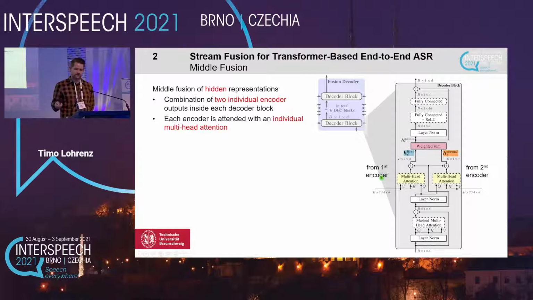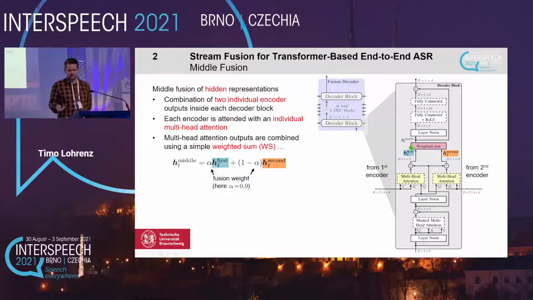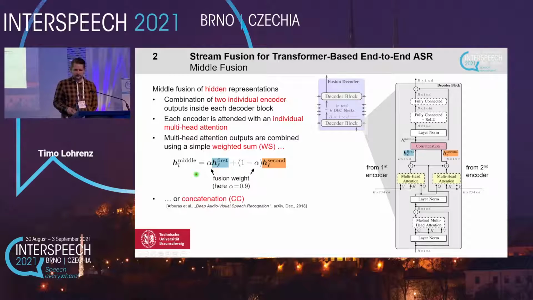The outputs of both of these multi-head attention functions, after some residual connections are added here, are then combined in this red block, where we propose a weighted sum approach, which is basically just a simple linear combination of both of these outputs, which is steered by this hyperparameter alpha here. Also, we look into the concatenation method, where we simply take both of these hidden representations and concatenate them to a new hidden vector.